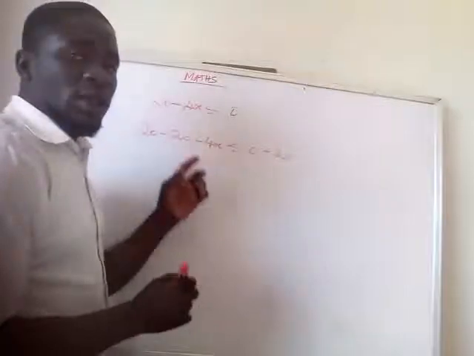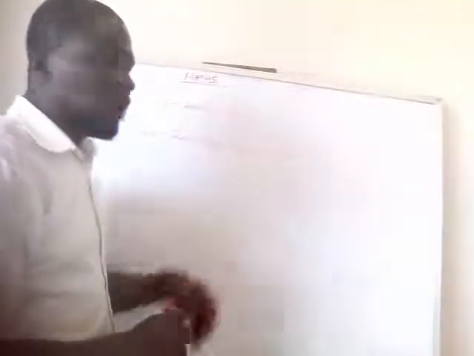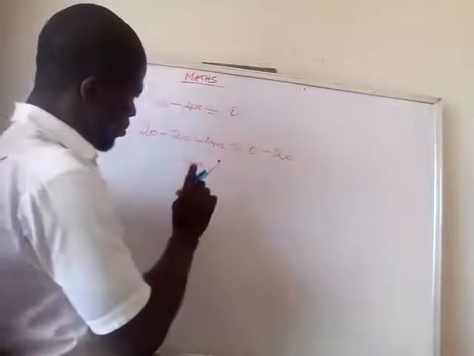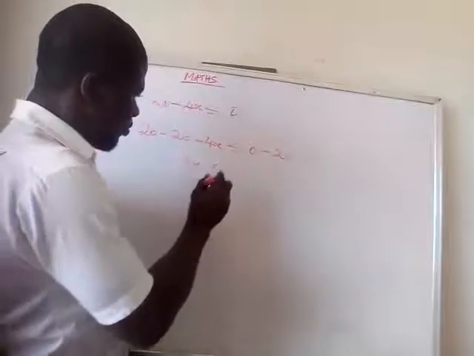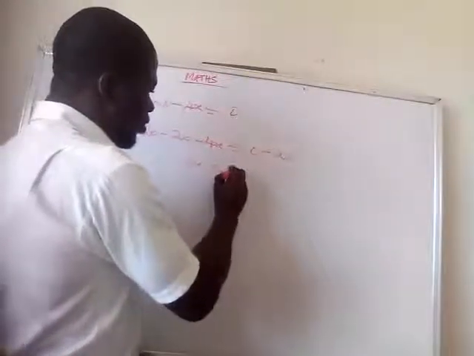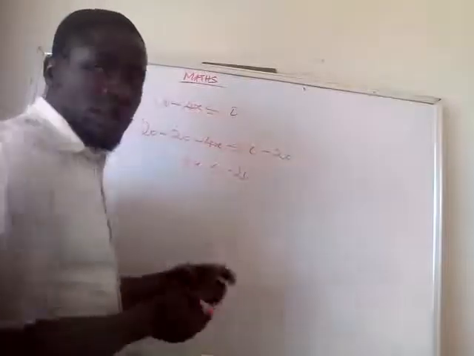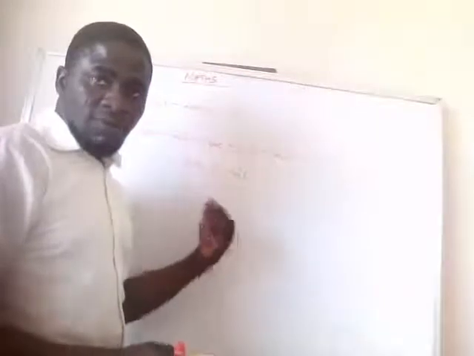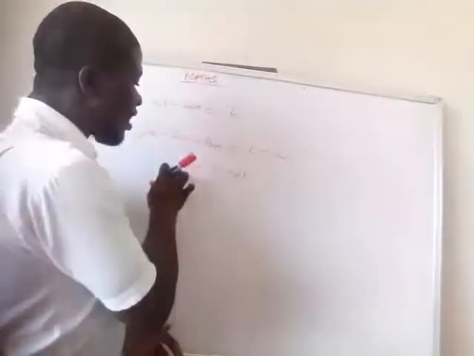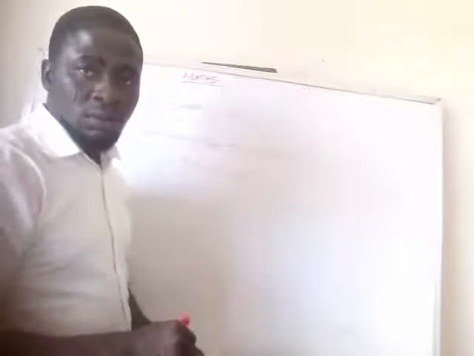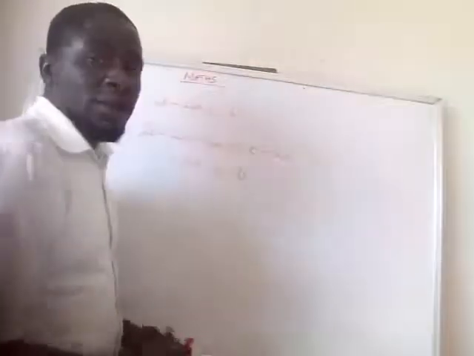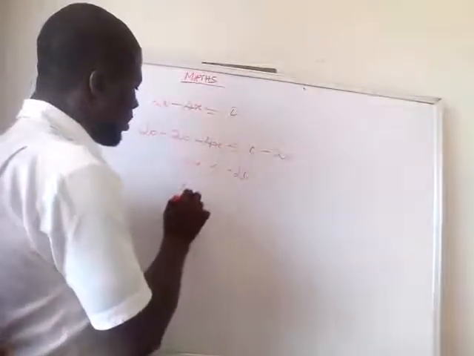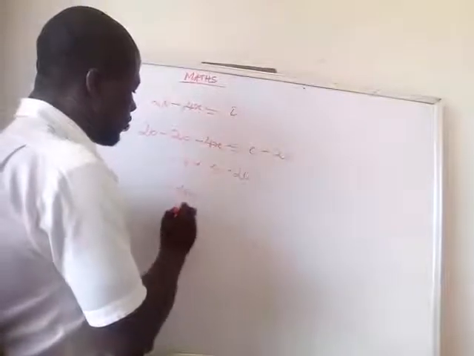So at this point now, 20 minus 20 will give me 0. So we are left with minus 4x. So you have minus 4x is less than or equal to 0 minus 20. So now you divide both sides by minus 4. When you divide both sides by minus 4, you will have something like minus 4x over minus 4.